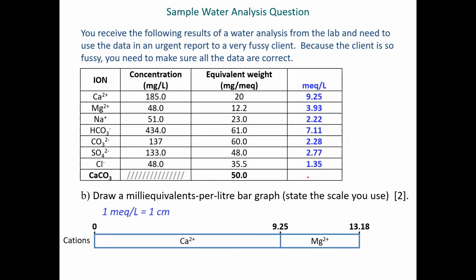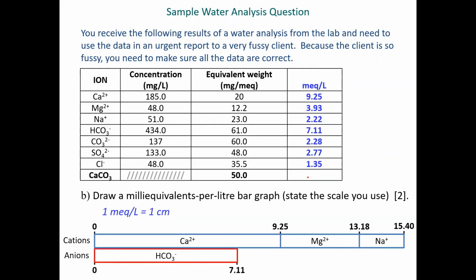You can see I've added them together: 9.25 plus 3.93 gives me 13.18. And then I'm going to add the sodium. So then we can do the cations. The anions are the negative charges.